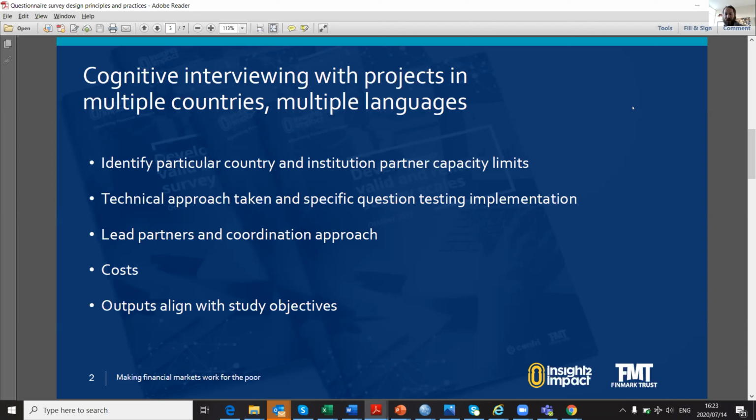So the key thing over here is obviously Iska has got incredible experience in doing cognitive interviewing, but the kind of expertise that you have on the ground differs from country to country. So the first point I want to emphasize here is that you need to look at the country and institution partner capacity limits. We did a lot of background research in terms of who could do the work in each country, and some countries don't actually have in-country cognitive interviewing experience.